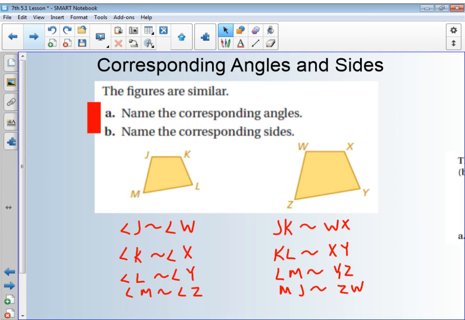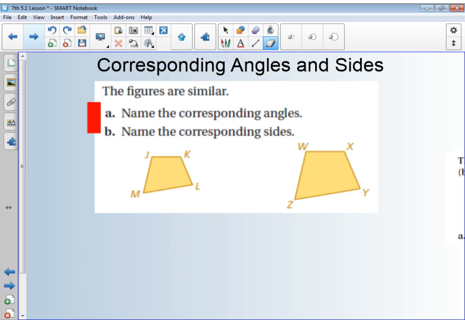Okay, so there's all of your corresponding angles and corresponding sides. So once again, it's very important that you're able to identify those, because as we start moving forward, you're going to have to understand how to compare either angle measures or side measurements to decide if you have similar figures. In order for them to be similar, those would have to be equivalent to each other, or proportional if you're talking side lengths.